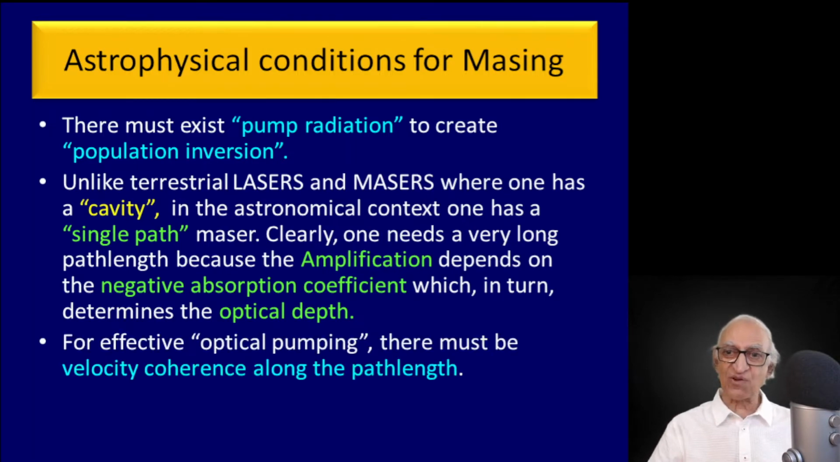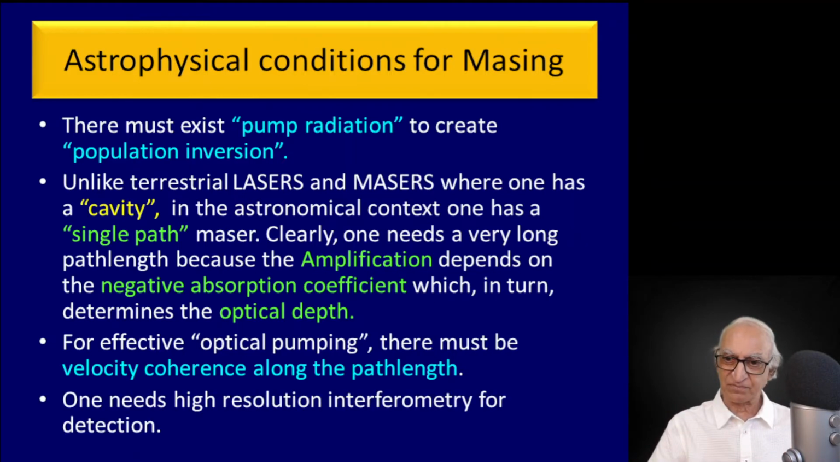And you also need velocity coherence, because if the molecules are all moving at different velocities due to the Doppler effect, the frequency that you will need to pump it from level 1 to level 2 will be different by Doppler shifting. So you can't have that. So you need velocity coherence along the path length. And of course, one needs high resolution interferometry to detect them, but that's a separate story.